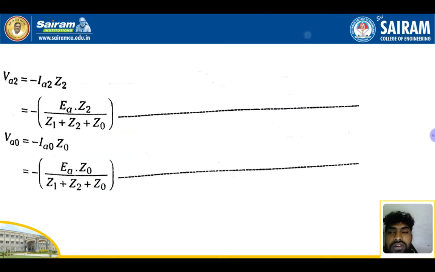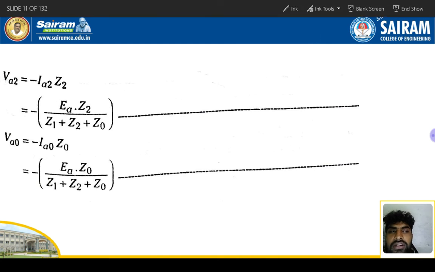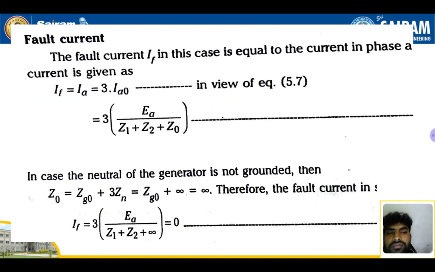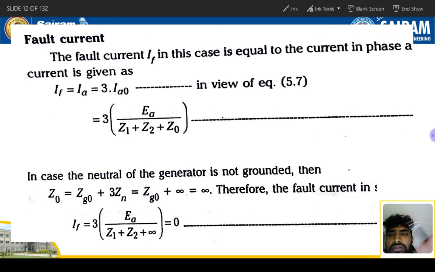So Va2 is equal to what? Minus Ia2 Z2, right? The equation we already got from the derivation for a loaded generator. Just substitute the values, so what is Ia2 and what is Ia0, and you will get the equation like this. So if you want to calculate the fault current, the fault current If in this case is equal to the current in phase A, given as If is equal to Ia is equal to 3 Ia0.